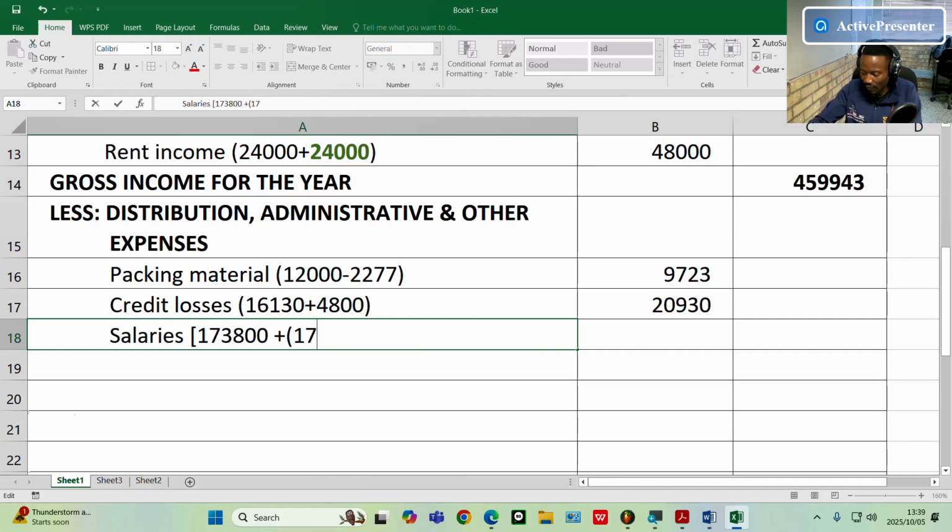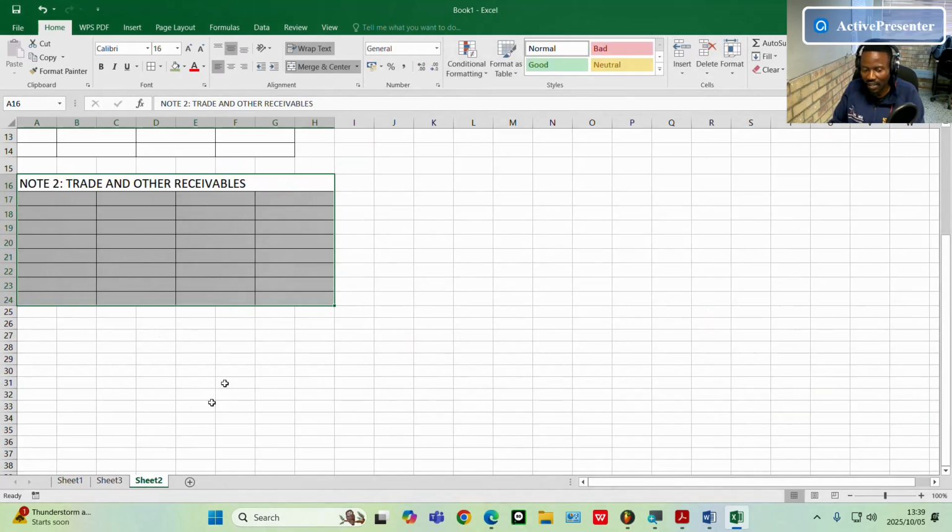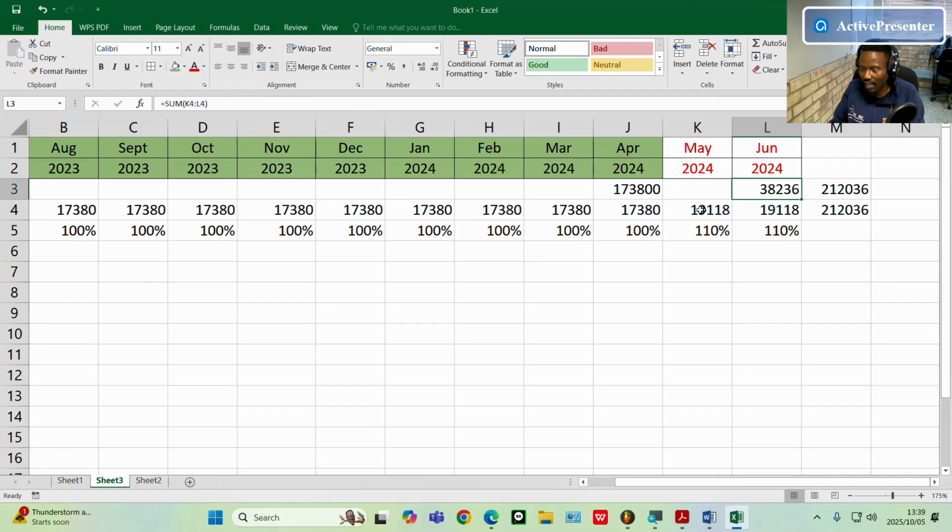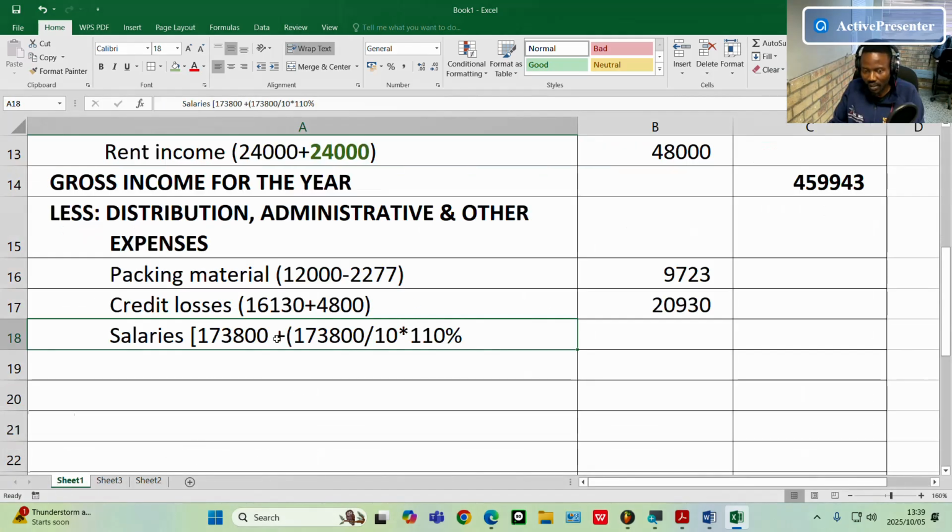remember we said 173,800 divided by 10 multiplied by 110 to get this 19,118. So this calculation will help us get this 19,118. Meaning we're going to take this 173,800 divided by 10, then times it by 10%.